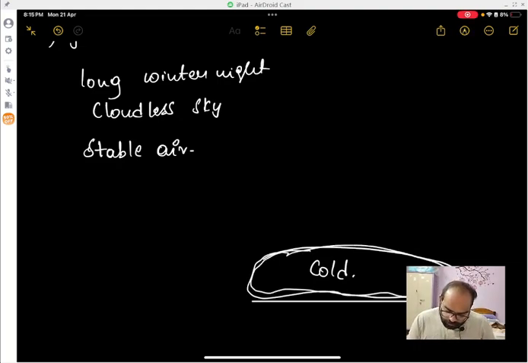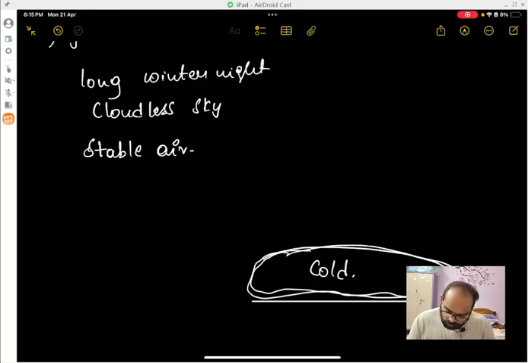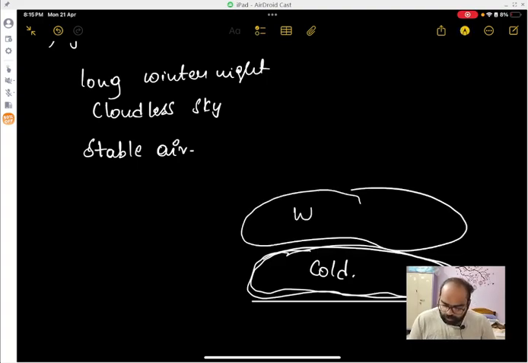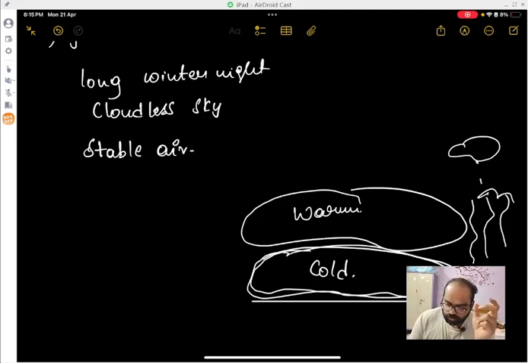The upper layer would be warmer because of the terrestrial radiation, and lower layers would be colder in nature. This is one thing. Second thing, cloudless sky. If there is a cloudless sky, the radiation can escape upward much more easily. If there are clouds, they will reflect it back onto the surface. If there are no clouds, there is no reflection. So a cloudless sky is favorable for a cold layer to form at the surface of the earth.